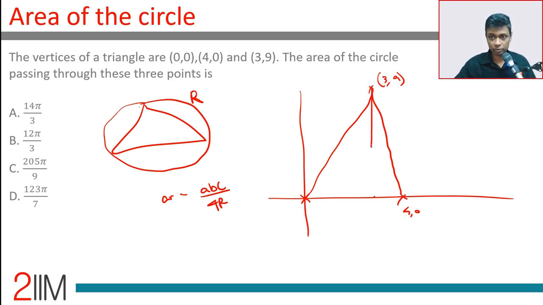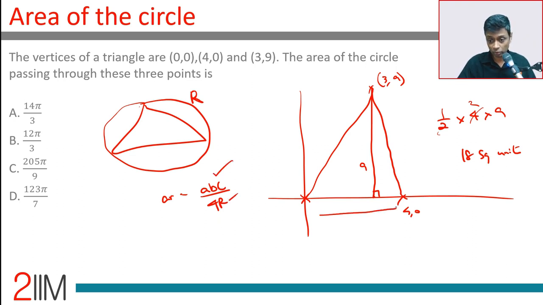This distance, the altitude, this is origin. This is 9. Area is half into 4 into 9. It is 2 into 9, 18 square units. If we can plug this into abc by 4R, we get R. But we know this is 4. We know this is 3, this is 1. We don't know these two, but hey, we know these two because all we've got to do is plug in Pythagoras theorem. Square root of 9 square plus 3 square. Square root of 9 square plus 1 square.